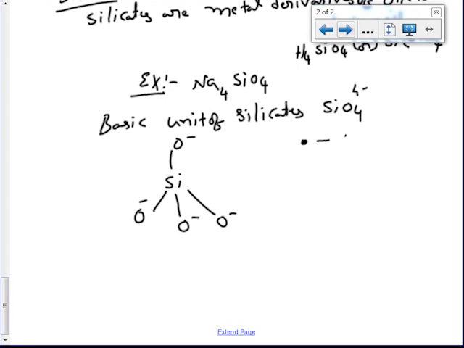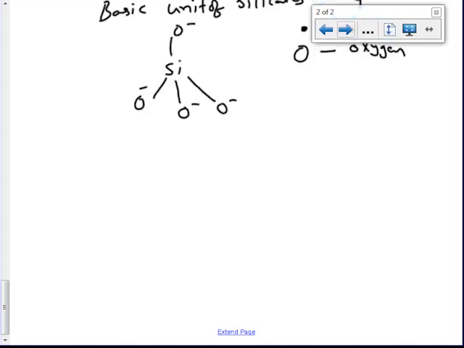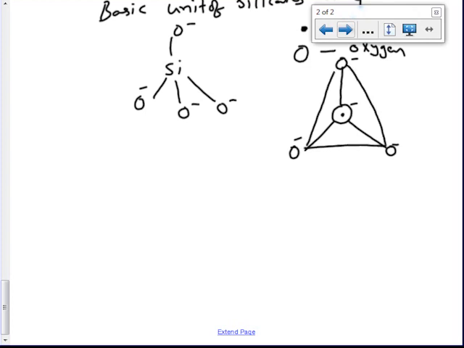A dot can represent silicon, and a circle can represent oxygen. In the tetrahedral shape, we write silicon, above it there is an oxygen, and on this side one oxygen, this side one oxygen, and this side one oxygen. Three of the oxygens carry a minus charge. This is the general representation of silicates. One oxygen is not lying in the plane, and the dot represents silicon and the circle represents oxygen.